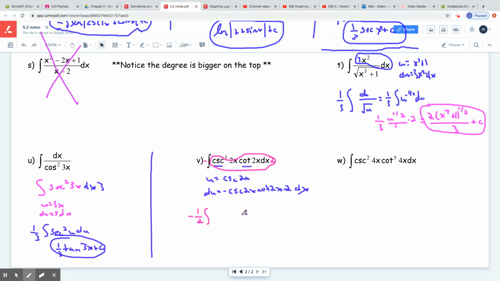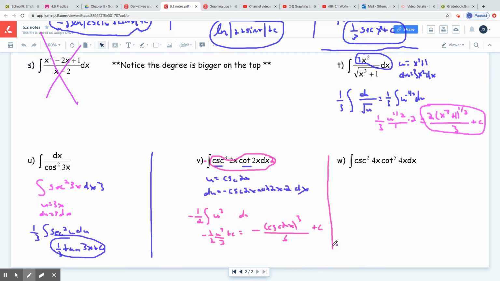All of this is my du, but I had to use one of these cosecants. So it's not cosecant cubed anymore, it's cosecant squared. So it means it's u squared, because cosecant was my u. So negative 1/2 u cubed over 3 plus c, which gives me negative cosecant 2x to the 3rd power over 6, because 2 times 3 is 6, plus c.